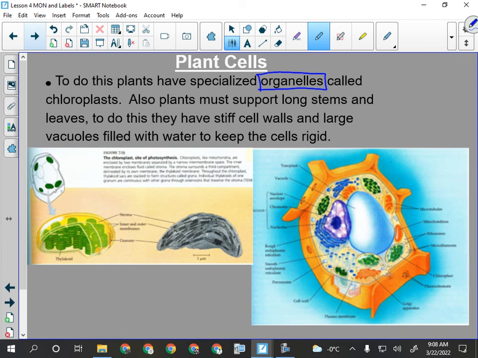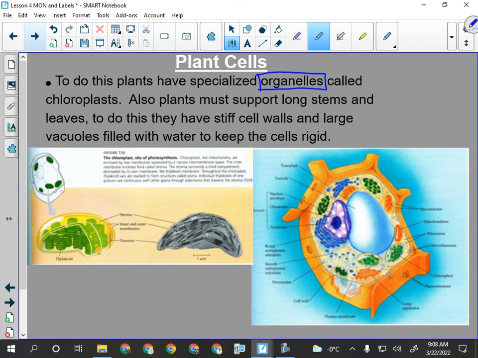Okay? So you're going to see lots of those. When we do our cell anatomy lab and we actually look at plant cells, you'll see organelles, you'll see the chloroplasts very clearly. They're quite large and numerous in the cells that we'll be looking at, so you'll be able to see them pretty easily.